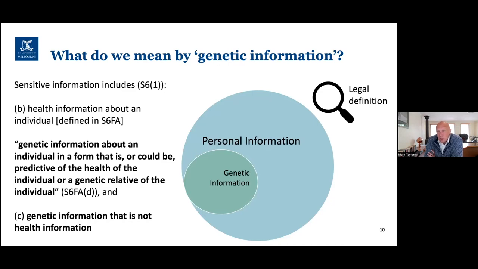So genetic information occurs twice within the definition of sensitive information. It occurs once as a subset of health information, and it occurs again as a category of sensitive information in its own right. So whether or not it is health information, genetic information is recognized to be sensitive information within the Privacy Act. But I say again, in order to be regulated as genetic information by the Privacy Act, in order to be regulated as sensitive information, it must first satisfy the definition of personal information. So as well as satisfying these definitions, it must also be about an identified individual or an individual who is reasonably identifiable. And it's that question to which I now turn.